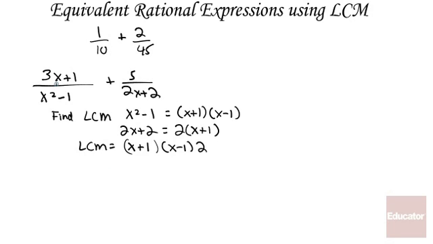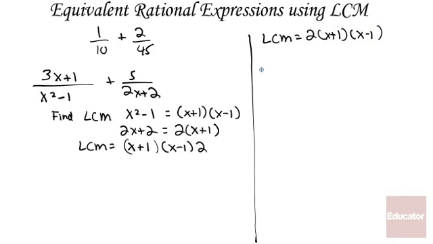Now I need to turn these into equivalent rational expressions using the LCM as the denominator. So I have this LCM. I'm going to rewrite it, putting the 2 out front. Now, starting with 3x plus 1 over x squared minus 1, what I need to do is get this so that I have the denominator as the LCM. Remember that we factored this out already, so I'm going to write it in factored form to make it clear what I have and what I'm missing in terms of the LCM. Well, if I look here, the only thing I'm missing is the 2. Therefore, what I need to do is multiply both the numerator and the denominator by 2.